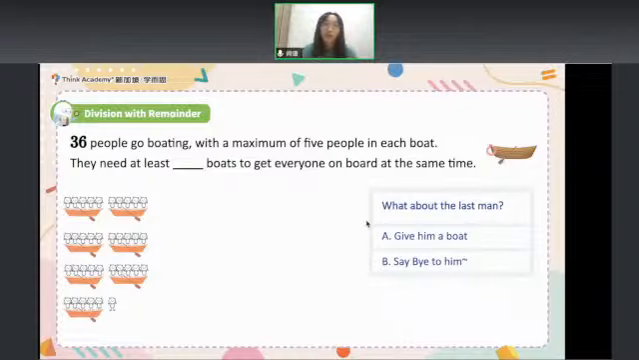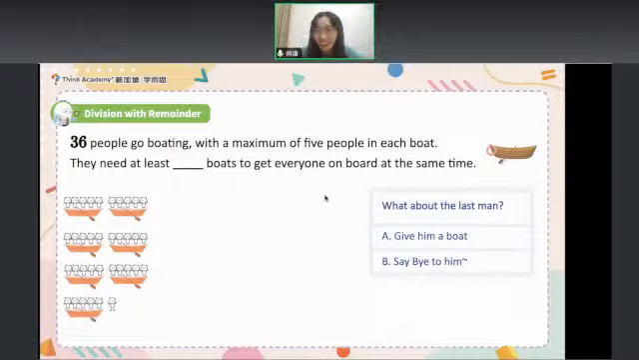Now you see that 36 divided by 5, what will you get? 7, remainder 1, right? So what happened to the last man? Can we just give him a boat or just say bye-bye to him? A or B? Which one? Wow, wanna choose B. Oh, so cold. You wanna say bye-bye to him? Him cannot. Okay, be nice, be nice.